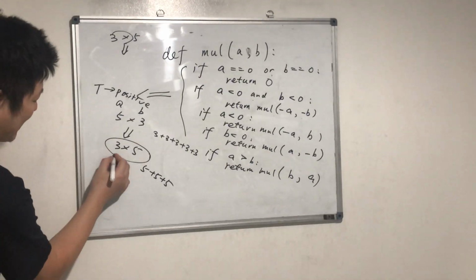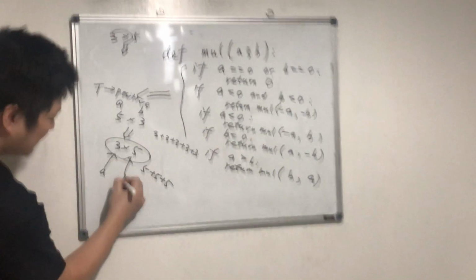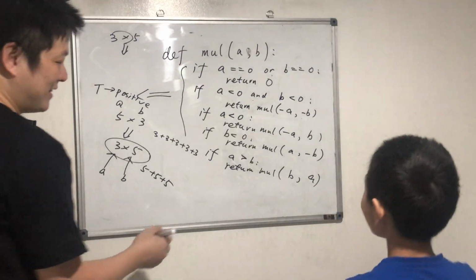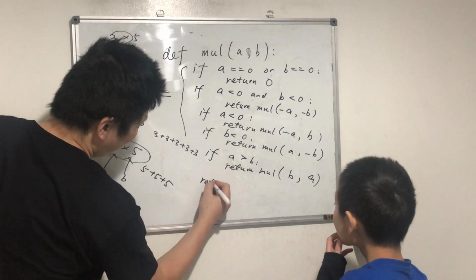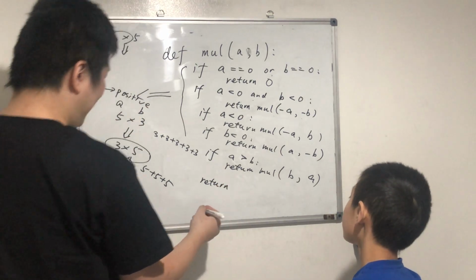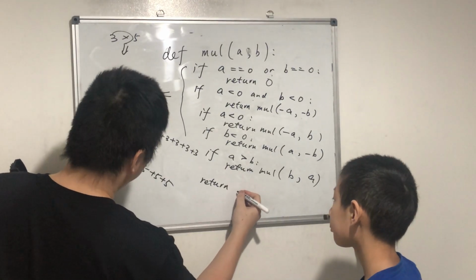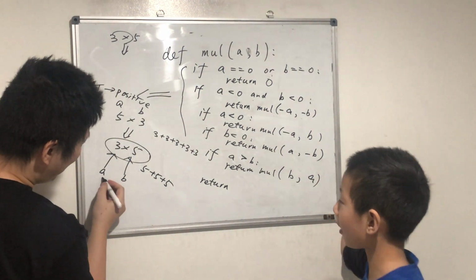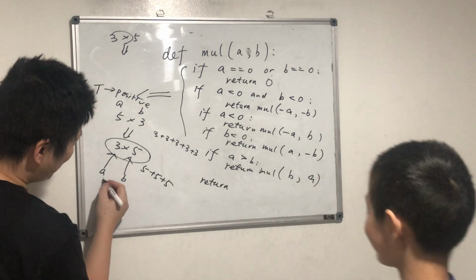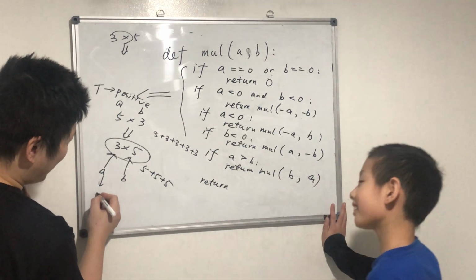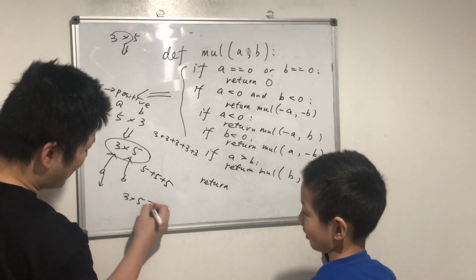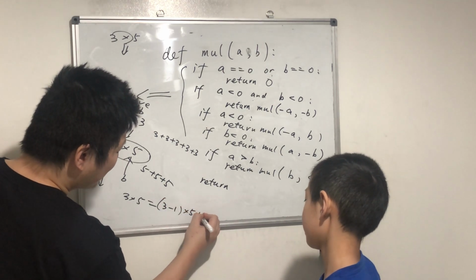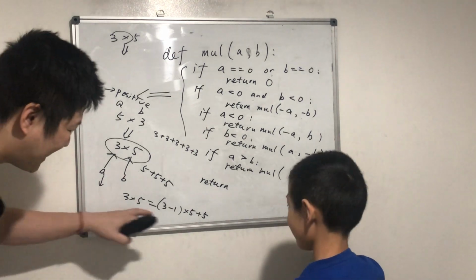So A is 3, B is 5. How can we do it? How can we write it? We can return what? So 5 times 5 times 5. We want to make A smaller. 3 times 5 equals 3 minus 1 times 5 plus 5. Alright? Got it?